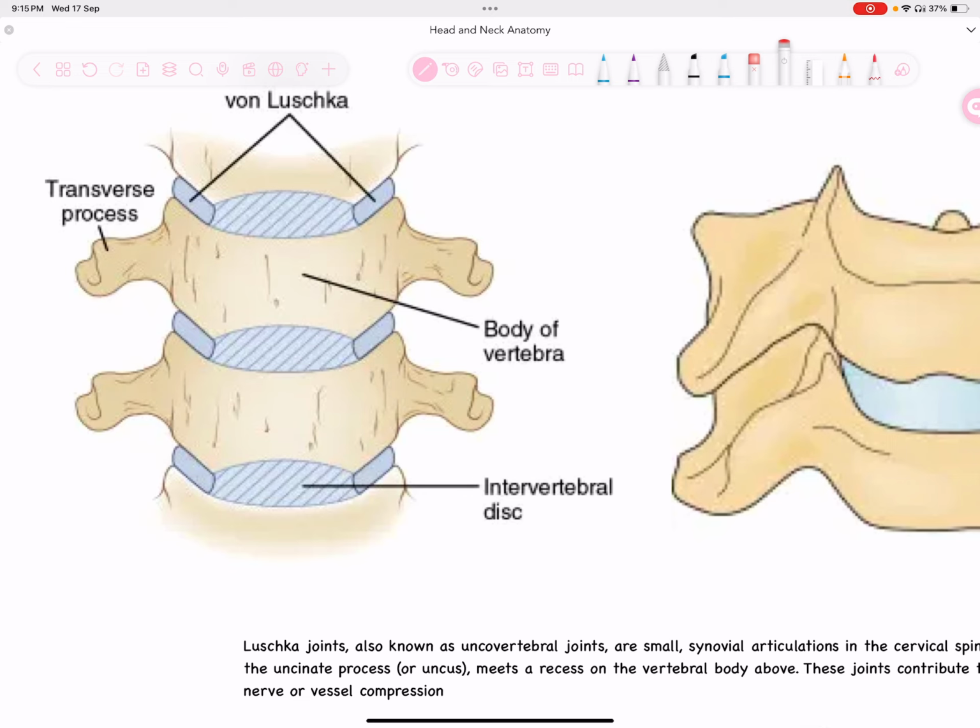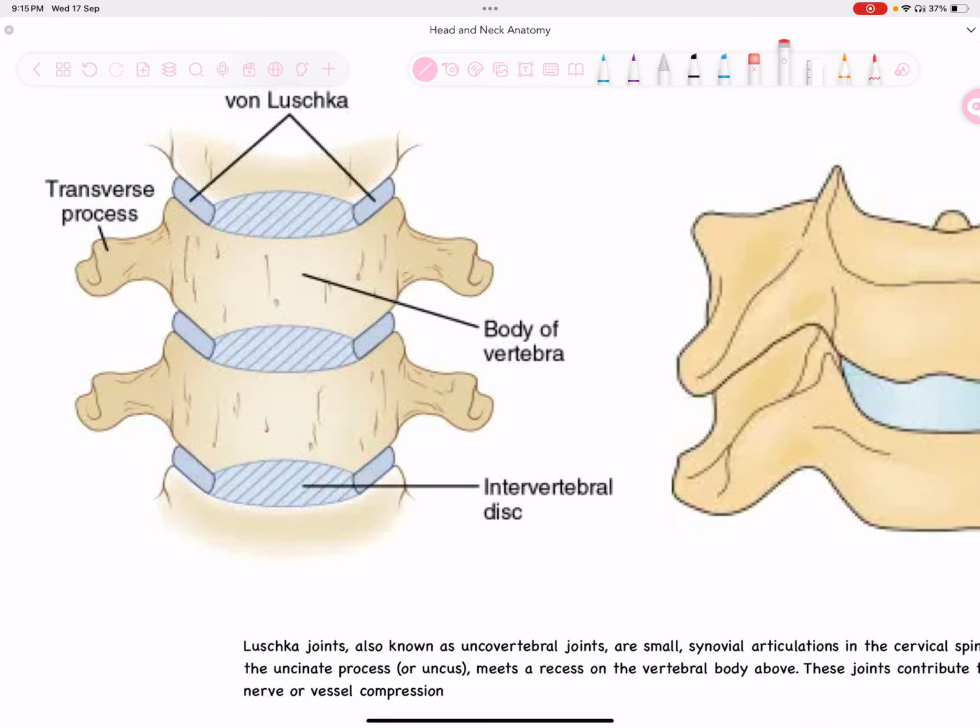So basically, what they're saying is that Luschka joints are the joints at the lateral part of the bodies of the vertebrae, and these are common regions of osteophytes. And posterolateral to this, there are some spinal nerves. There are high chances they can get pressed. Even the vertebral artery can be distorted, because of which vertebrobasilar insufficiency can occur. That causes vertigo and dizziness.